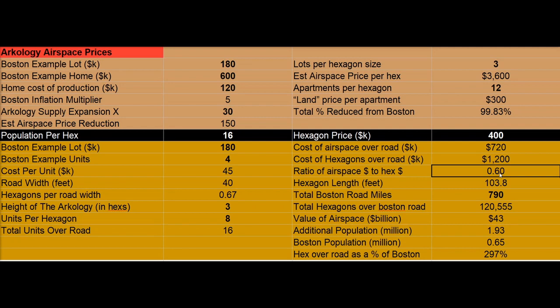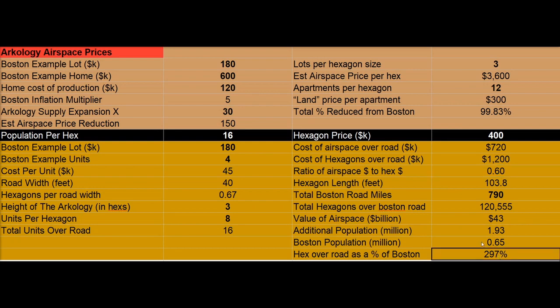And this is in a higher density city. So if you're looking at your typical suburbia with big front lawns, this doesn't include big front lawns. I should have mentioned this near the beginning of the video. This does not include big front lawns. This is a higher density city of Boston. And you're still looking at the airspace value as 60% of the total cost of the city. Only over roads. Only the airspace over roads is 60% of the cost of the arcology.